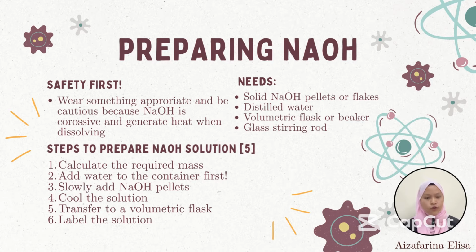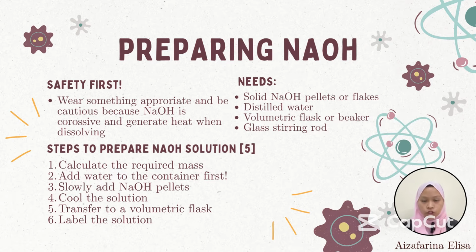Here comes the step to prepare the sodium hydroxide solution. Firstly, we need to calculate the mass required by using the molarity, volume, and molar mass of the sodium hydroxide. Then, weigh the sodium hydroxide and pour it into the beaker. Secondly, pour distilled water into the beaker and slowly add the sodium hydroxide while stirring. Take time to cool the solution to room temperature.